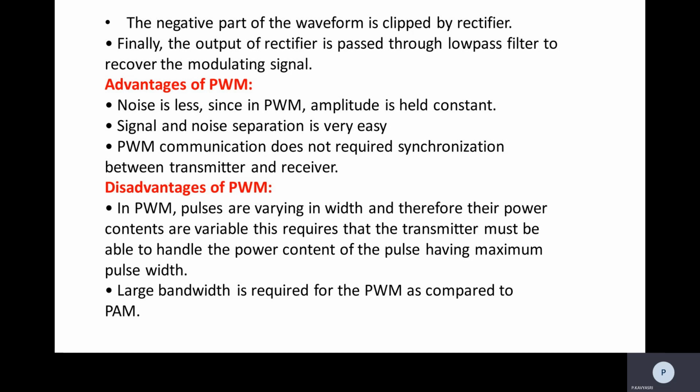Coming to the disadvantages of pulse width modulation, in PWM, pulses are varying in width and therefore their power contents are variable. This requires that the transmitter must be able to handle the power content of the pulse having a maximum pulse width. So here the power requirement also varies. And the second one is that a large bandwidth is required for PWM as compared to PAM. So we require a larger bandwidth in pulse width modulation compared to pulse amplitude modulation. So these are the disadvantages of a PWM.